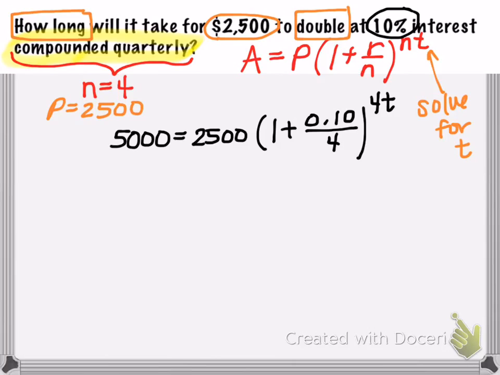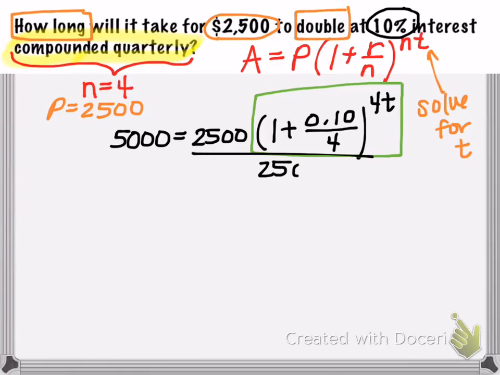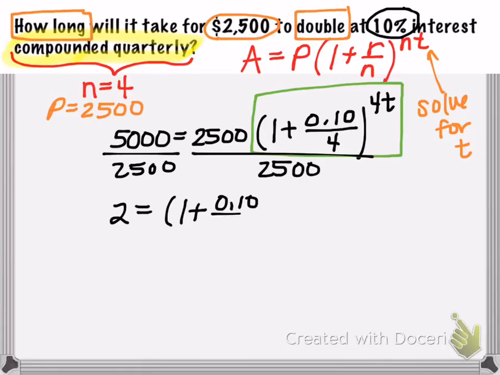So remember, our first step in solving exponential equations is to isolate the exponential quantity. So therefore, in this case, I need to divide both sides of my equation by the 2,500. So now I'll have 2 is equal to the quantity 1 plus 0.10 divided by 4 raised to the 4t power. Now I would go ahead on your calculator and take a look at this quantity 1 plus 0.1 divided by 4. And you'll notice this is equal to 1.025.